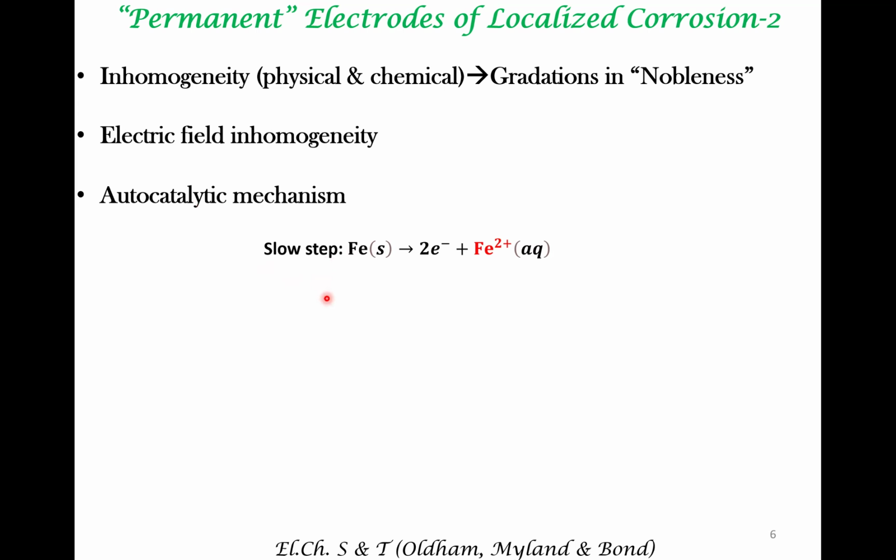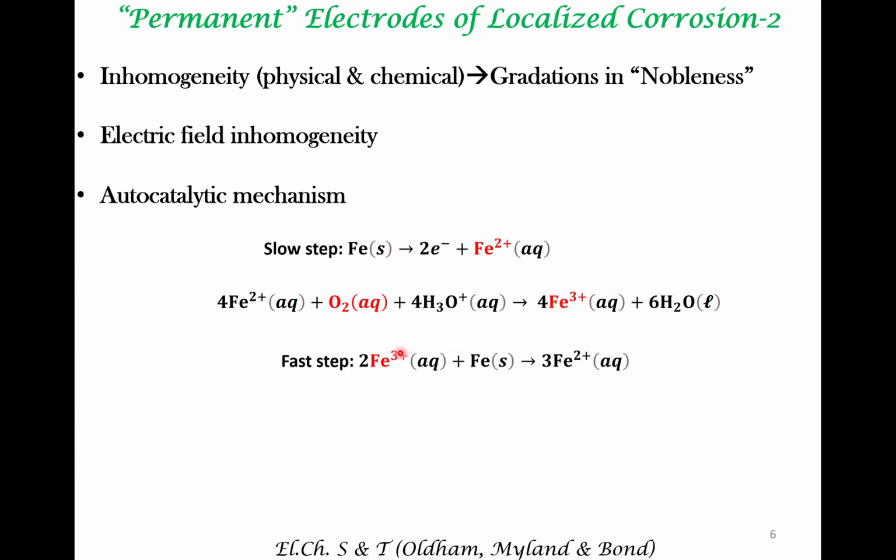For example, iron may get oxidized to Fe2+. This is typically a slow step. However, the Fe2+ formed from this reaction might react with oxygen present in the aqueous environment. There will typically be dissolved oxygen in water. Fe2+ will react with oxygen and protons to form this species, Fe3+. This species is very reactive with respect to zero valent iron. Okay, this is iron that is present in the form of a solid. Fe3+ will react with Fe in the zero valent state to generate divalent Fe. So this is a fast step.